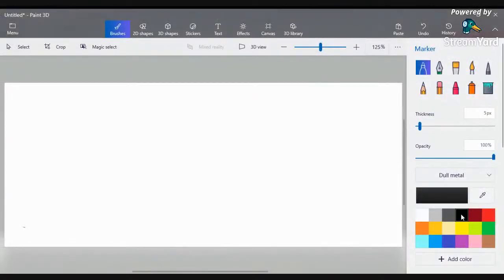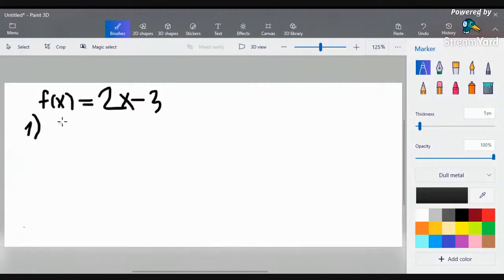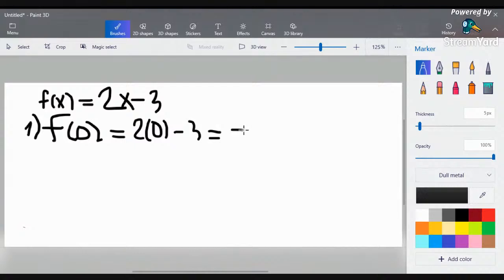Okay, so we have f of x equals 2x minus 3. So first, number 1, find f of 0. All we have to do is substitute x with 0. It means we have 2 times 0 minus 3. So our answer will be negative 3 because this one will become 0.